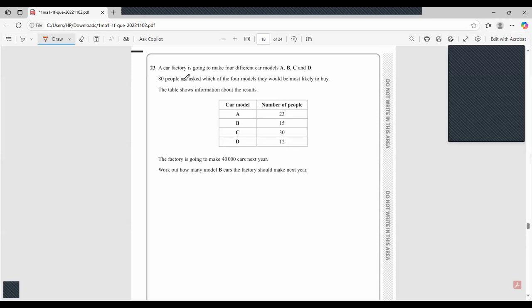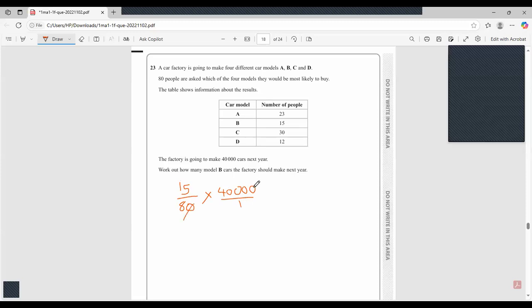Remember, the total was what? 80. So what that means is that for Model B cars, we're going to have 15 over the total 80 times what they want to produce, which is what? 40,000. 40,000 is the total they want to produce next year. So they're saying out of this 40,000, how many of them should be Model B cars? So that's what we're about to find out.